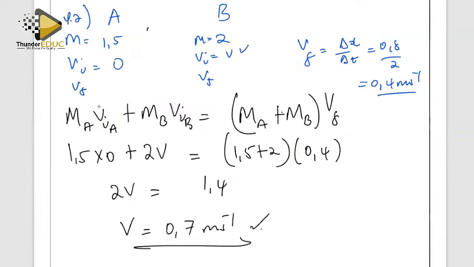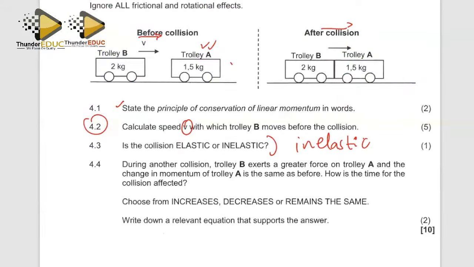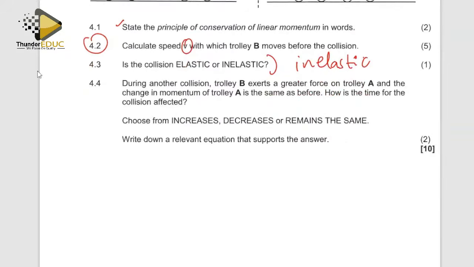This is 0,7, which is higher. The final is 0,4, which is lower. So there was energy that was lost. So that is inelastic. We don't have to prove or give a reason.